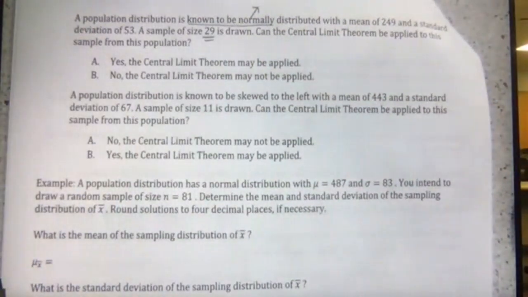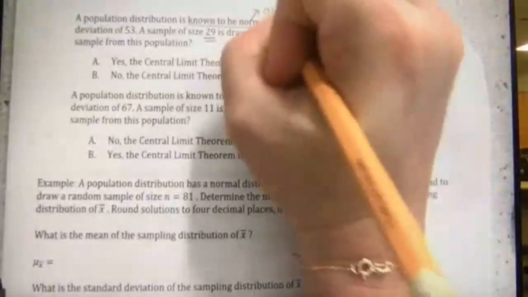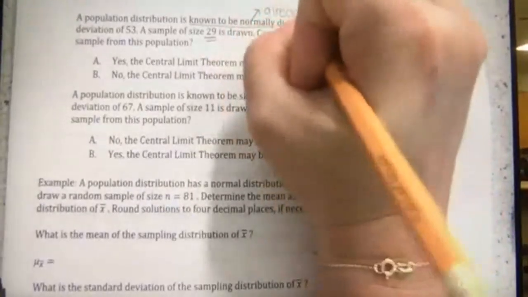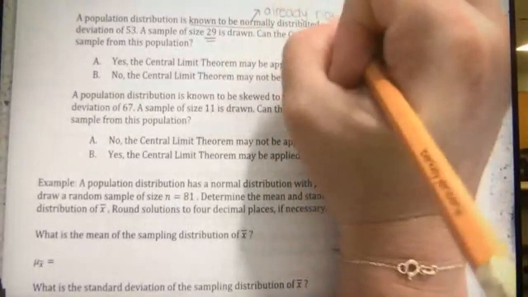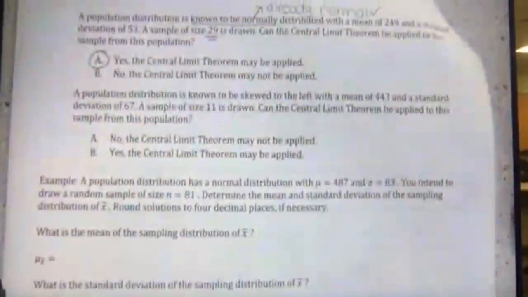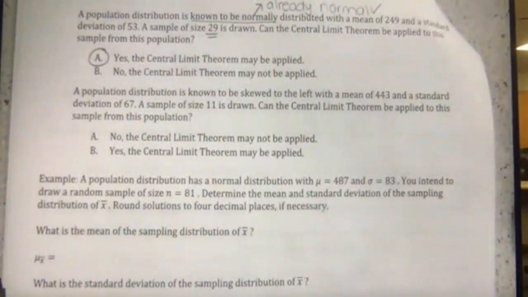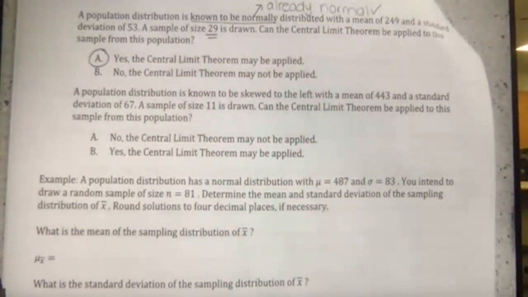It's already able to be done like chapter 6. So it's already normal. So we're good to go. So yes, the central limit theorem can still be applied because it's already normal. It already has that nice bell-shaped symmetric curve.